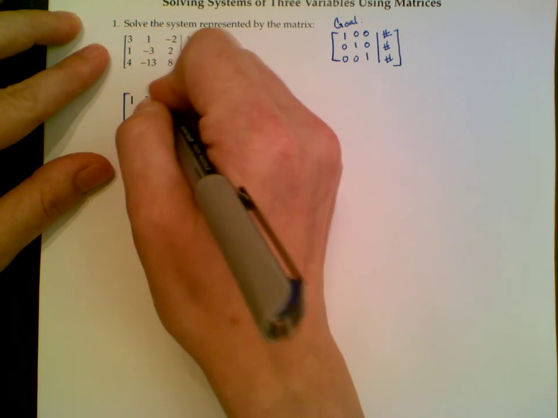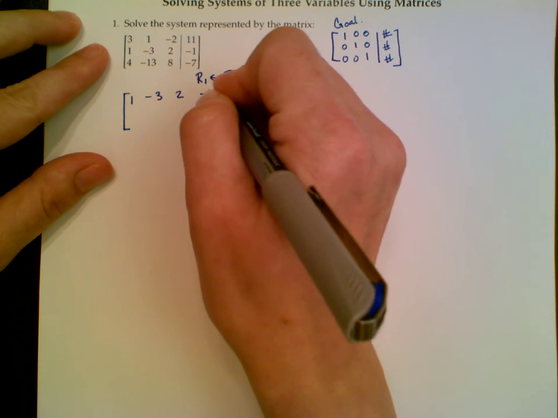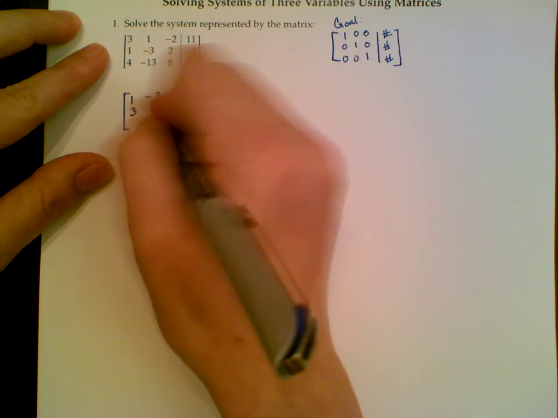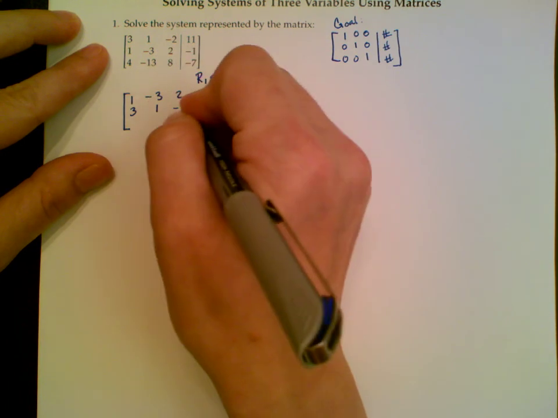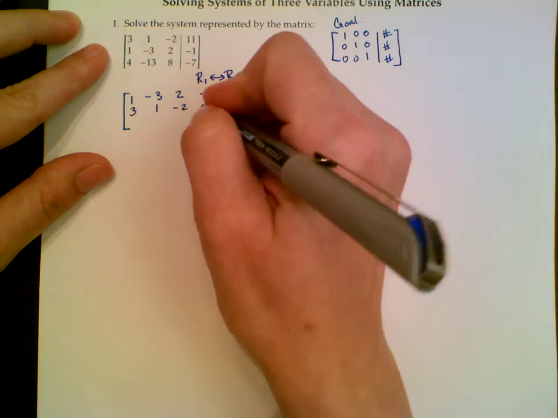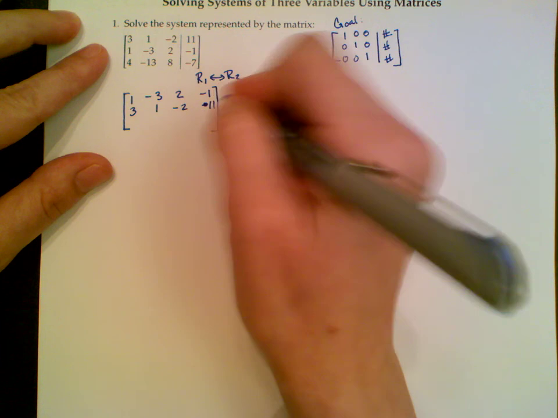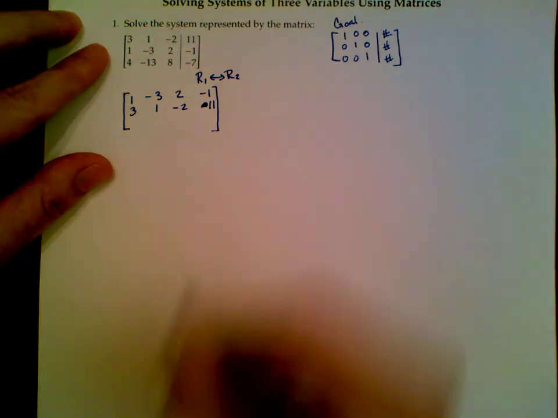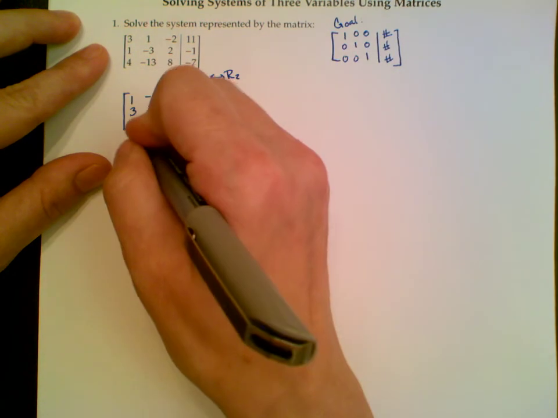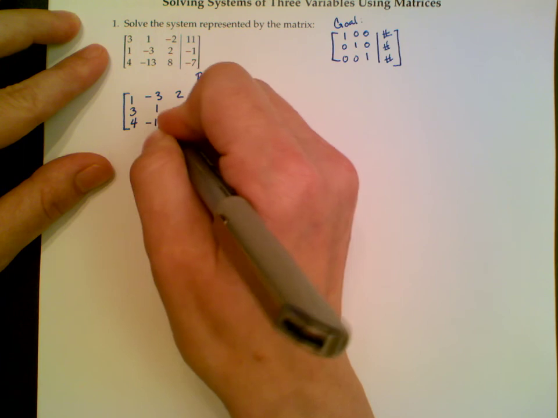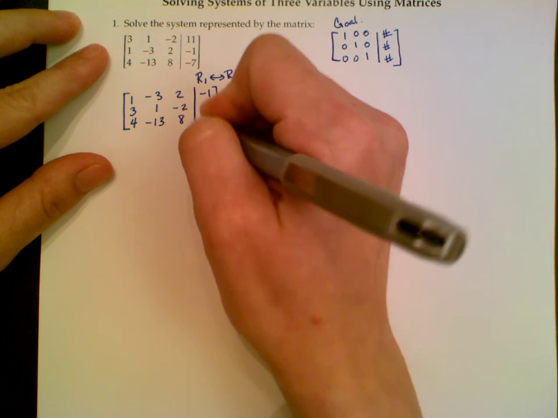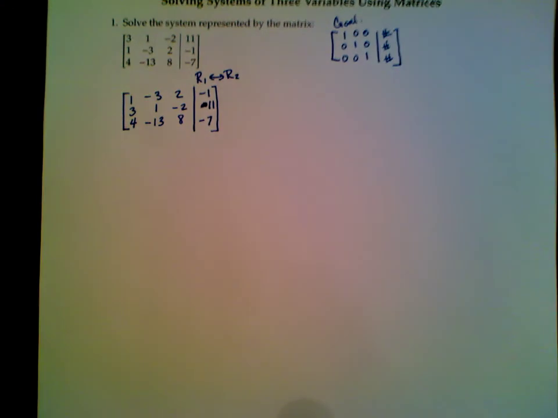So 1, negative 3, 2, negative 1. That's now my first row. My second row is 3, 1, negative 2, 11. It is easy to make a copying mistake, so be careful of that. And then finally, I'm going to recopy row 3 just how it is. 4, negative 13, 8, negative 7. Draw my line between my two parts.